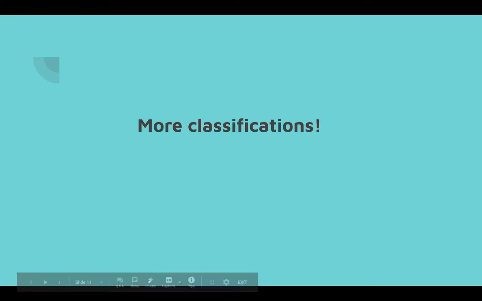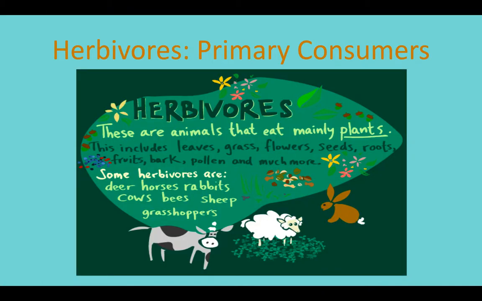More classifications. Woohoo! So we know producers. A producer is anything that gets its energy and food from the sun. We know consumers, anything that eats, right? A consumer is anything that eats, and decomposers break down dead organisms.